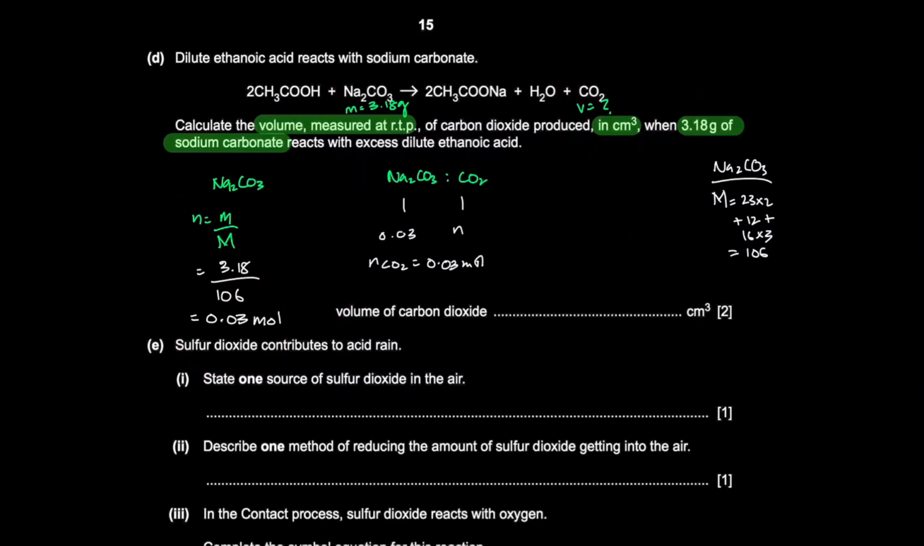And then that means that the volume of carbon dioxide, that's the desired units. Once we have the moles, we can convert to the volume of a gas at RTP in cm cube. It is number of moles times 24,000, right? If you do times 24, you get dm cube. Multiply that by 1,000, you get cm cube. This is going to be 0.03 times 24,000, and that gives you 720 cm cube.